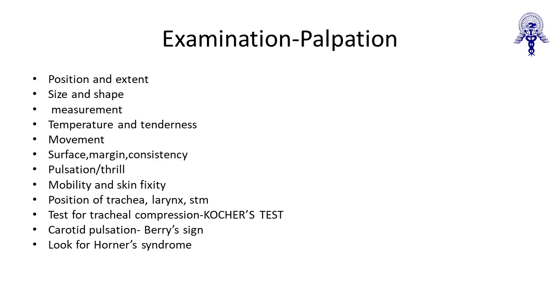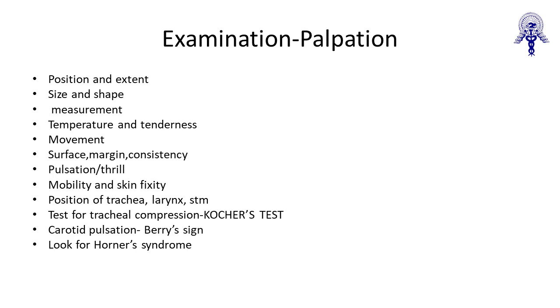Palpation, same things. With palpation, we have to note the surface, margin and consistency, pulsation, fluctuation, mobility and skin fixity. Position of trachea, larynx, sternomastoid muscle. This is very important. Test for tracheal compression: this is called Kocher's test. Kocher is an important surgeon in thyroid surgery. Why? Can you tell? You know Kocher's artery forceps.